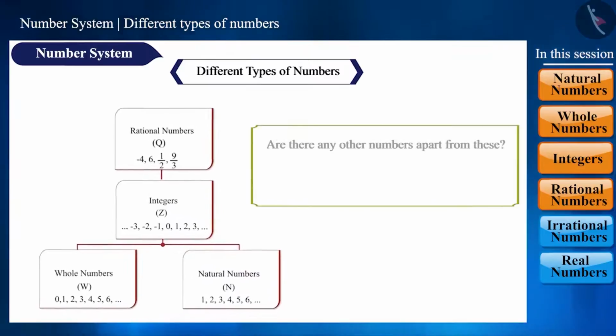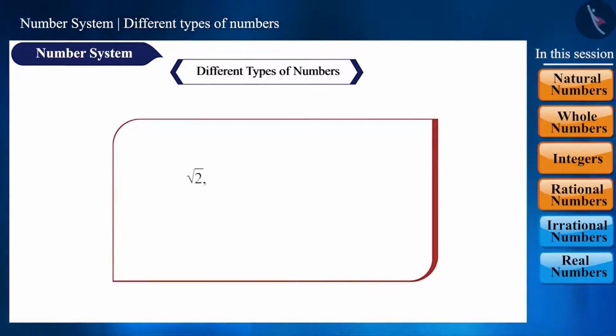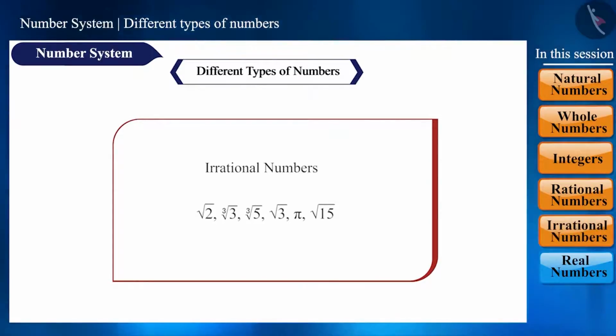Are there any other numbers left? Are there any numbers that we cannot represent as rational numbers? Yes, there are countless numbers which we cannot write as rational numbers, such as root 2, cube root of 3, cube root of 5, root 3, pi, root 15, etc. And we call such numbers irrational numbers. We represent them with the symbol Q dash.